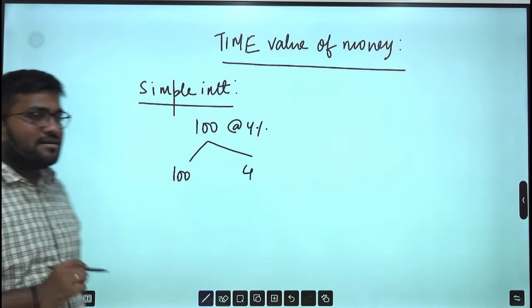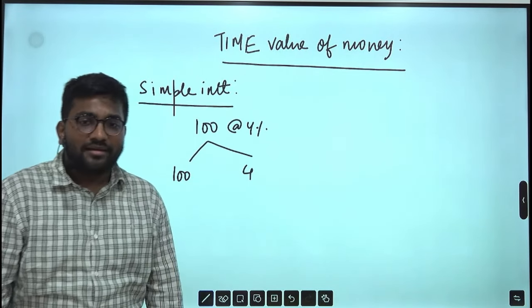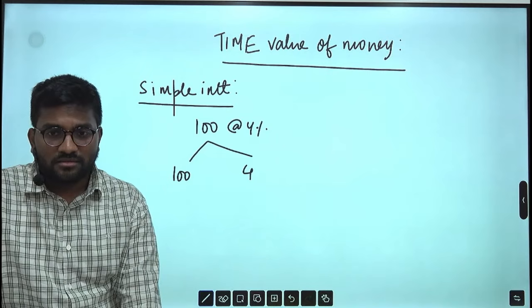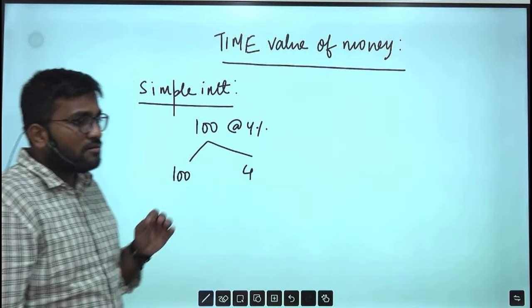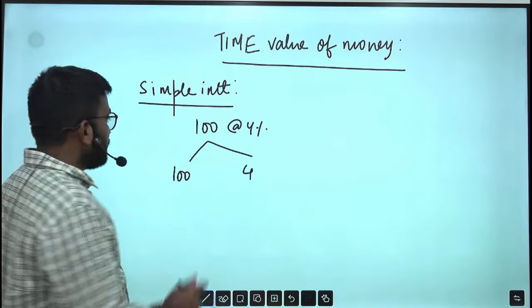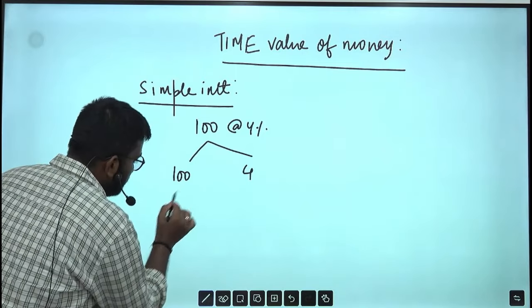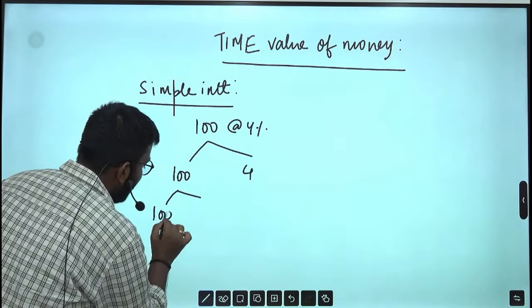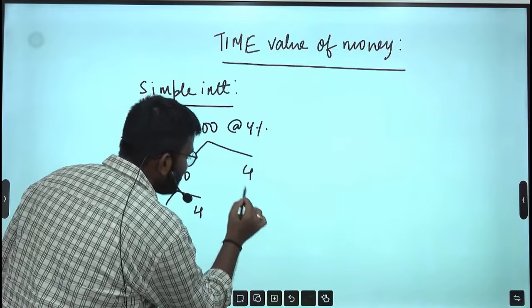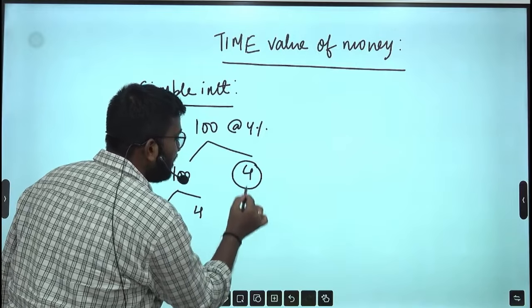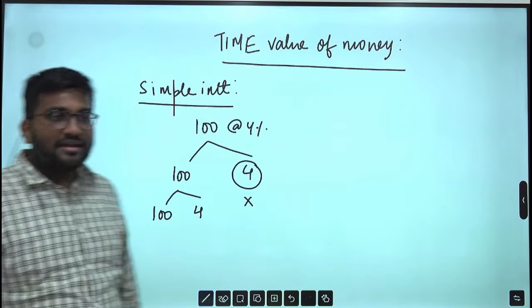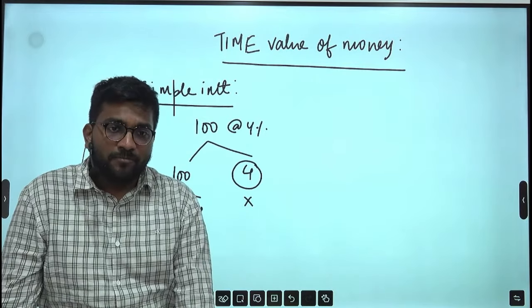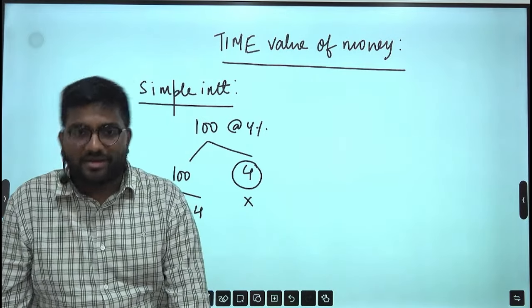But in simple interest, do we get interest on interest? No. We only get interest on the principal amount. So for the next year, the balance will be 104, but this interest amount will not earn any further interest. If we get interest on interest, then it is compound interest.